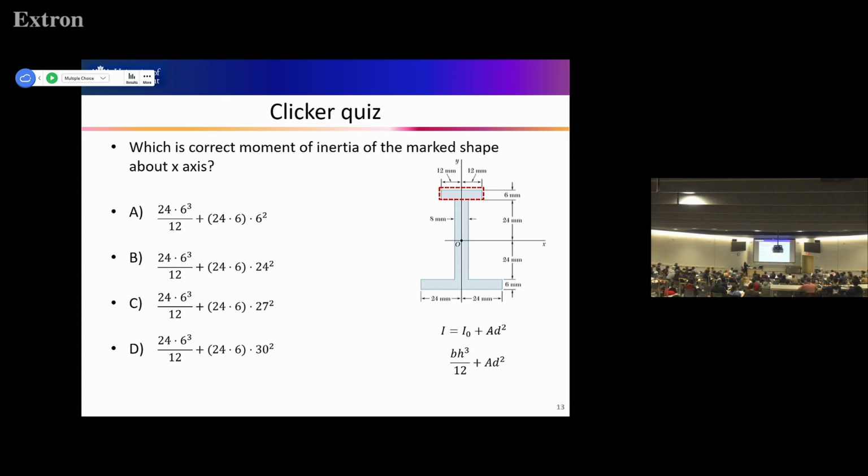So we want to calculate the moment of inertia of this shape, subsection, about x-axis. Which one is correct equation? Using the parallel axis theorem. So this is the parallel axis theorem, and then I0 equation is here. And then as you notice, the area is the same, and then the question is, what is D? What is D, right? dx, what is dx?